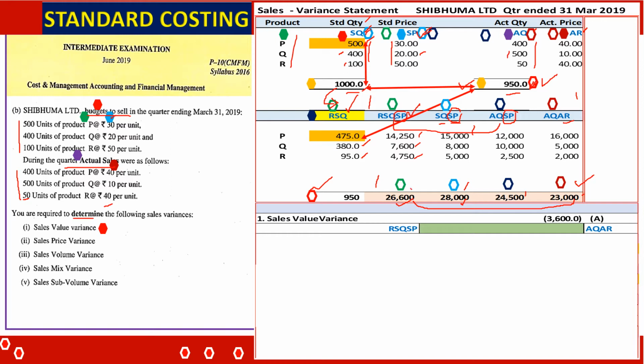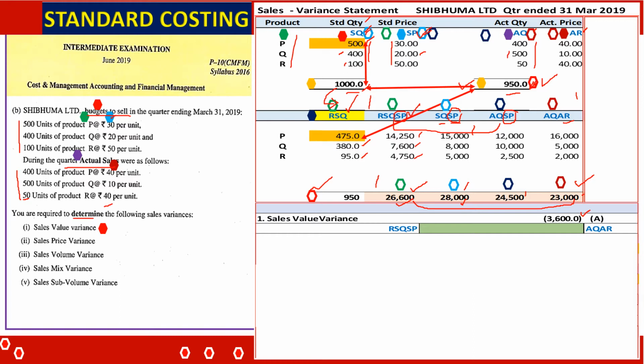23,000 minus 26,600 is nothing but 3,600. Simple thing. Sales value is a revenue. If the revenue goes down, here we are getting negative. From 26,600 it has gone down to 23,000, means sales has gone down.